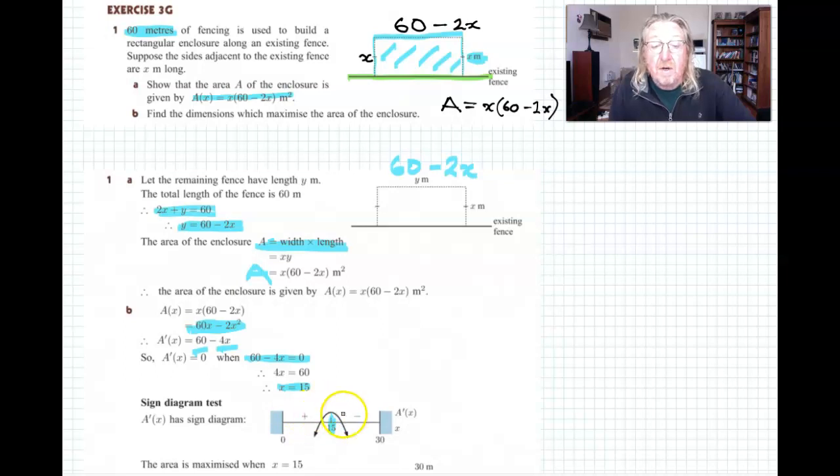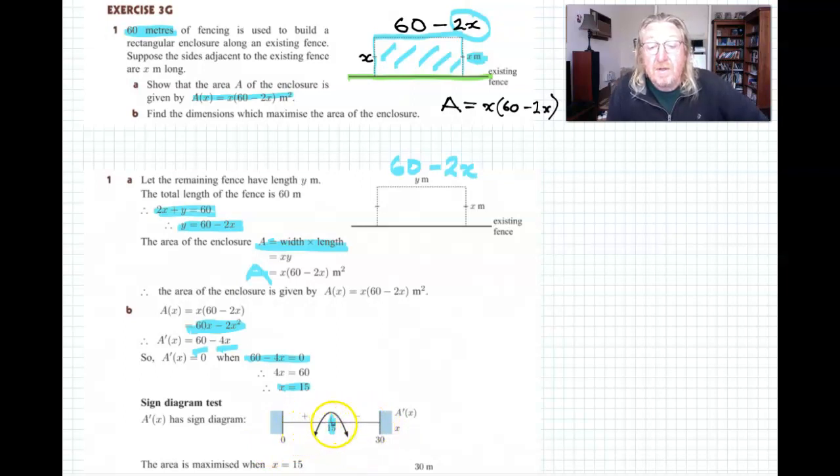Now they've done the sign diagram. X can't be negative, and X can't be bigger than 30 if you think about it, because if X was 30, you'd have 2 times 30 up here, which is 60, and you'd have a length of 0. So X any bigger than that, and you're going to have a negative length. So it's got to be between 0 and 30, but you don't really have to put that in. Now we need the signs.